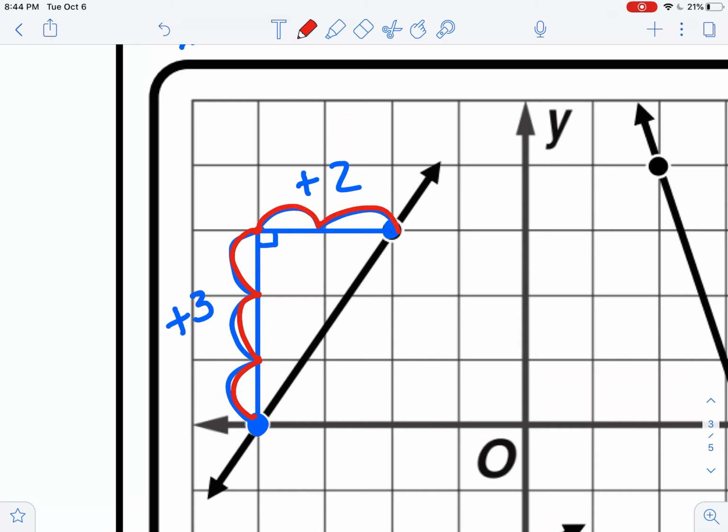So here's how I would write my slope. M is always the letter that we use for slope. We take our rise, which is our change in the y value, the vertical, which is this guy right here, divided by the change in x, which is the horizontal right here. So that's going to be our 2. The last step is to make sure that 3 divided by 2 cannot be simplified anymore.